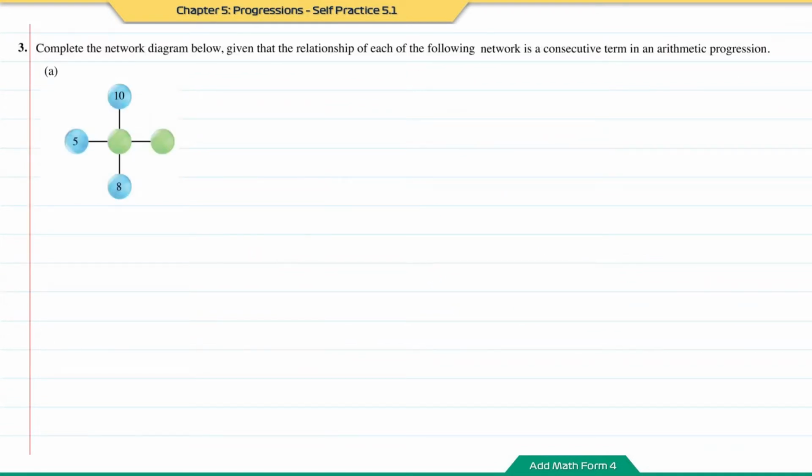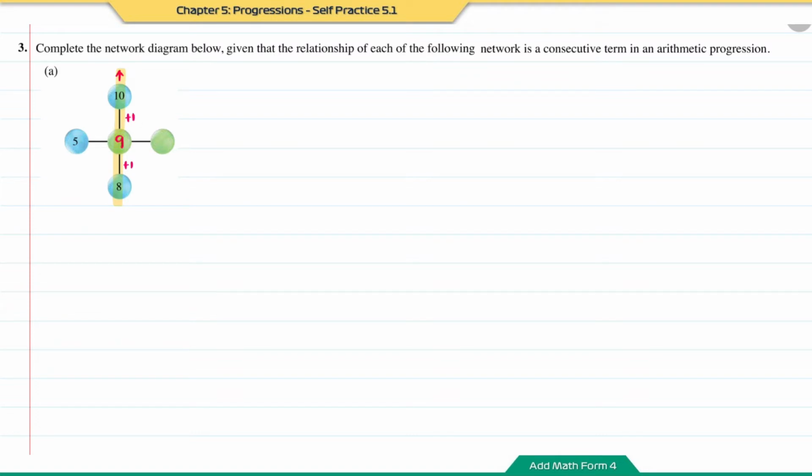Questions number 3. Complete the network diagram below, given that the relationship of each of the following networks is consecutive terms in an arithmetic progression. So first, for questions A, I'm going to look at this vertical sequence. From bottom to the top, the number is getting bigger. The difference between 10 and 8 is 2, and you have another term in the middle. So I'm going to divide the number 2 by 2. Therefore, you are adding 1 to the previous term. Therefore, the term in the middle will be 8 plus 1, which is equal to 9.